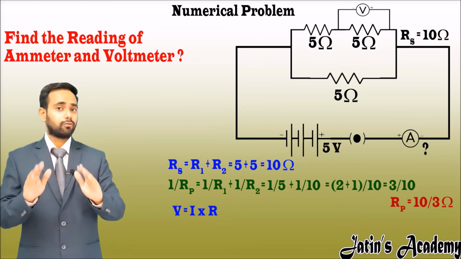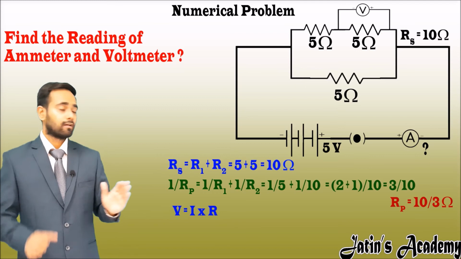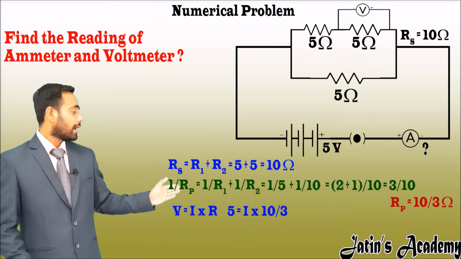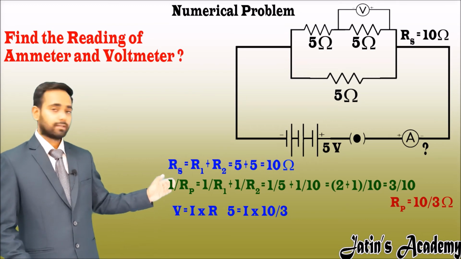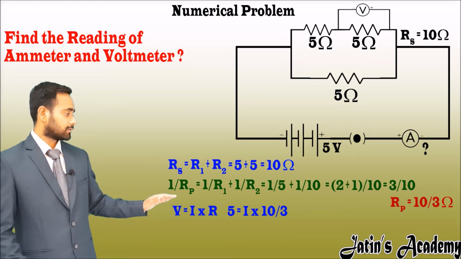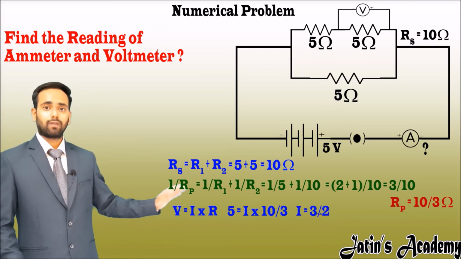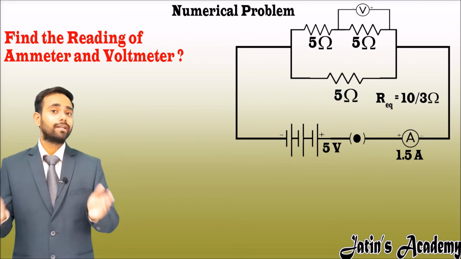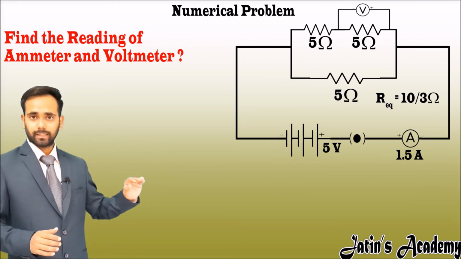Now put the value in the equation V is equal to IR. V we have 5 volt, I we have to calculate, and the resistance value we have is 10 by 3. We get the current value equal to 3 by 2, that is 1.5 ampere. We have calculated the reading of the ammeter by calculating the current.